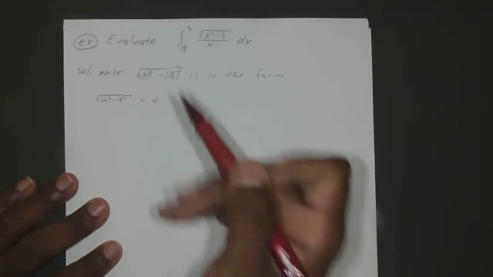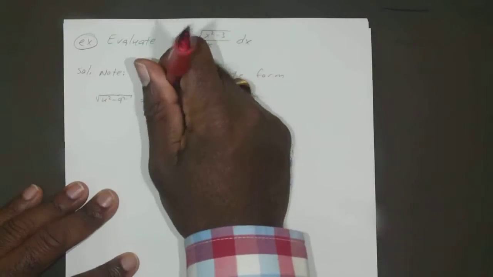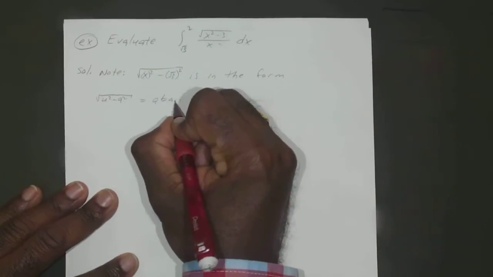Or is it tangent? Why am I mixing those two up? Let me make sure. It's plus or minus a tangent theta, isn't it? Yep, square root of u squared minus a squared is a tangent theta. Plus or minus? Well, with that one, we don't know what our x value is yet, so we kind of leave it plus just in case.